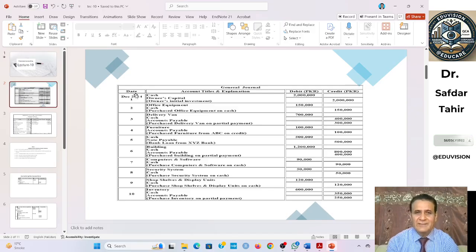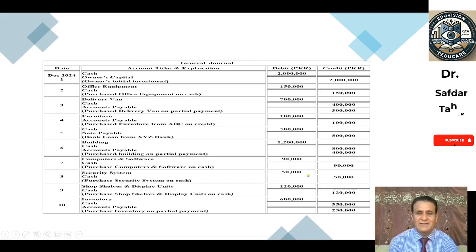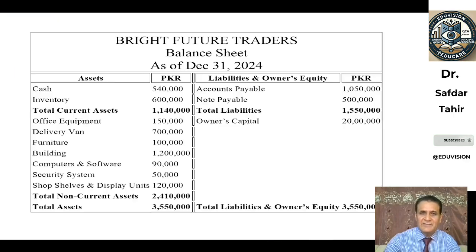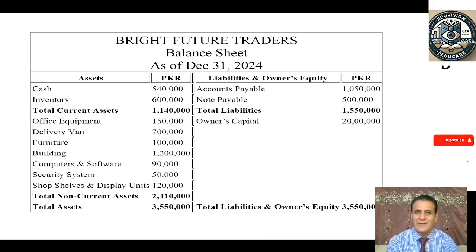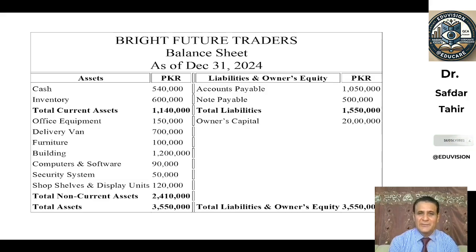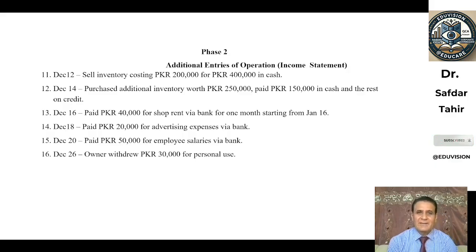These are the 10 different transactions, and we have debited and credited these transactions in the previous lectures, and from these transactions we have already prepared the balance sheet. So far there are assets, liabilities, and owner equities, and there is no income statement, revenue, and expenses. So in the second phase, in this lecture, we are going to discuss the additional entries of operation and income.